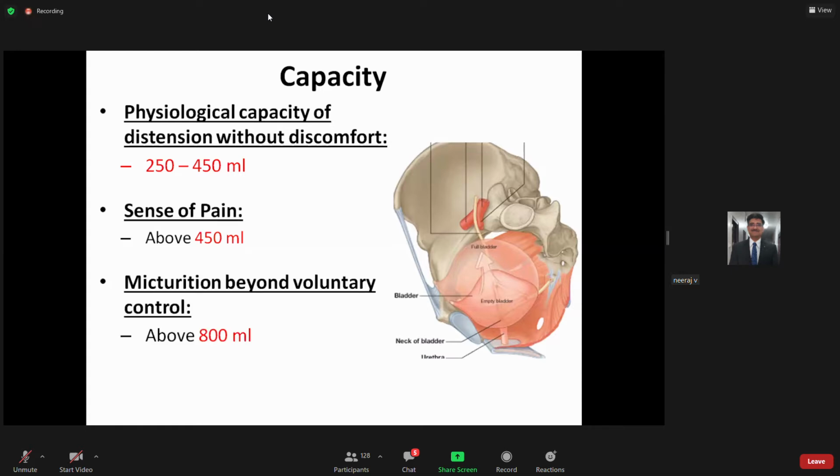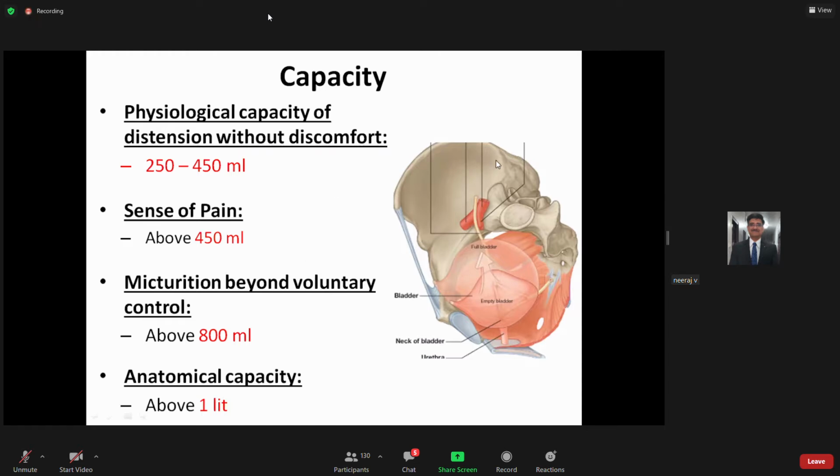And of course, the maturation beyond the voluntary control, once it reaches around 800 ml, then it will not be possible for an adult to hold this urine, and then the maturation will be there in an involuntary fashion. So basically, I'm talking in reference to an adult urinary bladder.